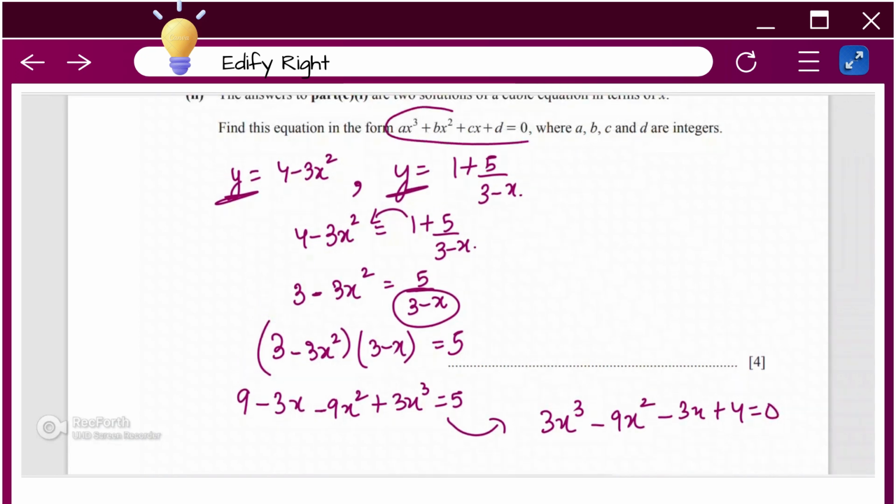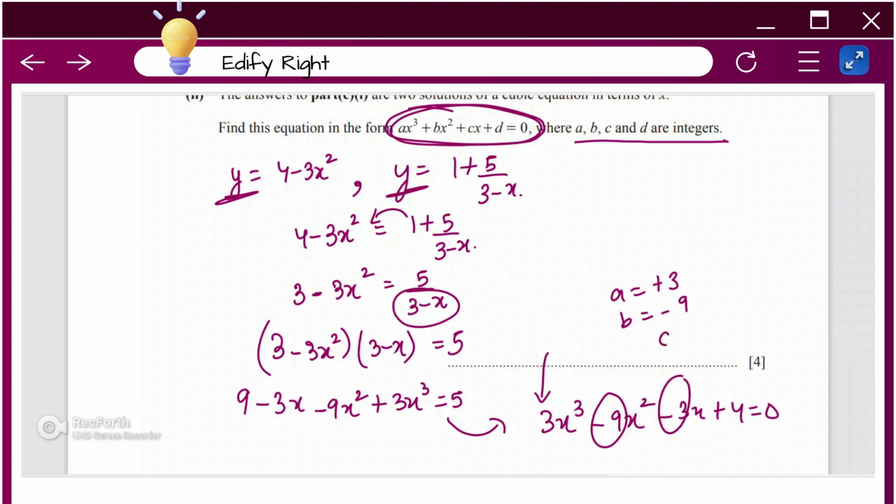So if you look at the question again, this is the form that they're asking you to write the final equation in, where a, b, c, d are integers. So if you want to correlate, your a is equal to positive 3, your b is minus 9, c is minus 3 and d is positive 4. So this is how you solve the question.